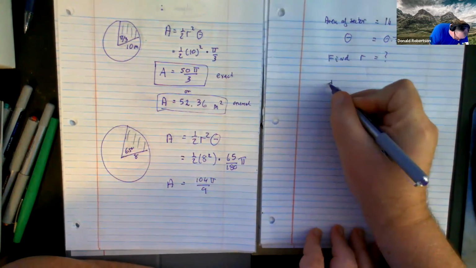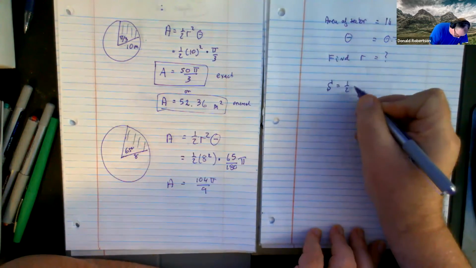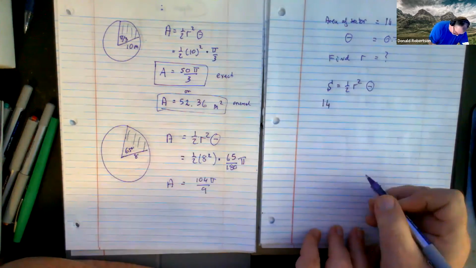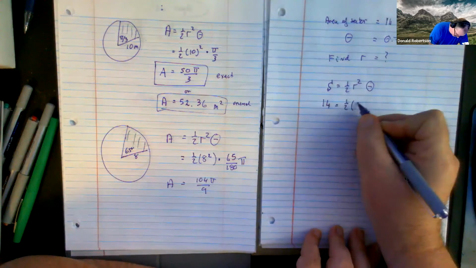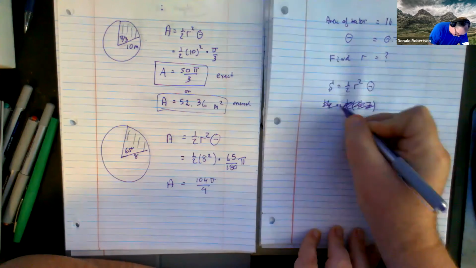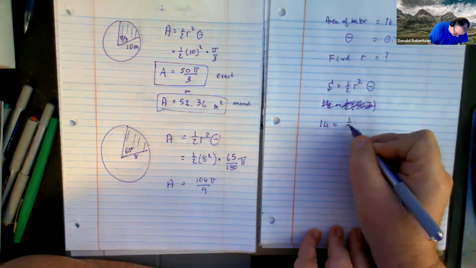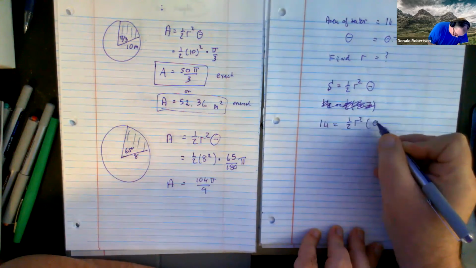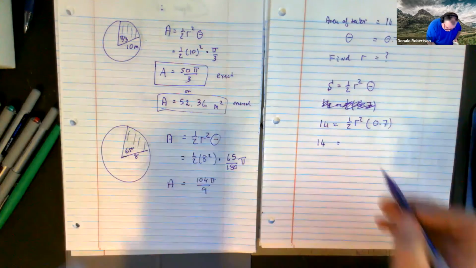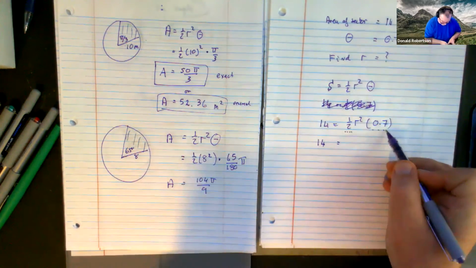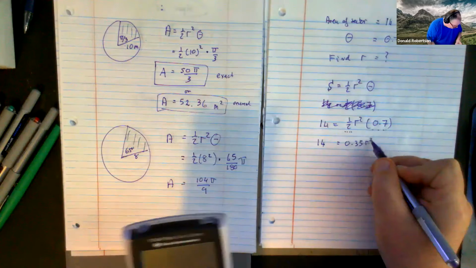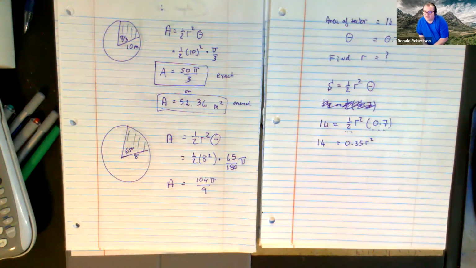Well, I would start with the formula, 1/2 radius squared theta. I know that goes there, it's 14. I know that's 1/2. I don't know the radius, but I do know theta is 0.7. Now, all I'm doing in this step here is I'm taking care of these two. If I multiply them together, I get 0.35 r squared. It's just less work if you tidy things up.